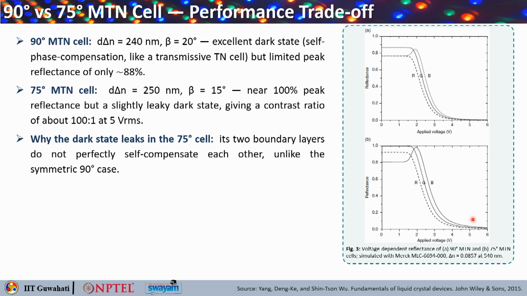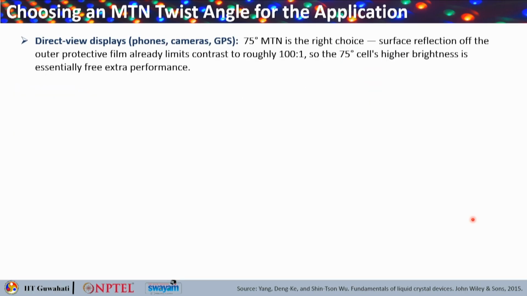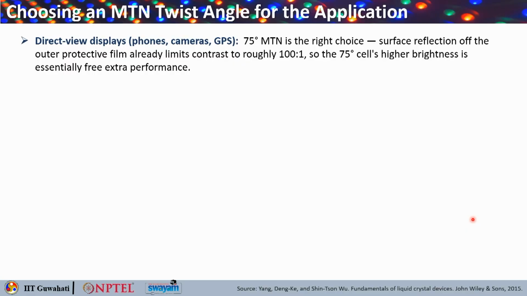So, the reason is its two boundary layers do not perfectly self compensate each other, unlike what happens in the case of the 90 degree symmetric case, right. So, with that we move on to how to choose an MTN twist angle for a particular application. If you are talking about direct view displays like phones, cameras, GPS, 75 degree MTN is the right choice. The surface reflection of the outer protective film already limits the contrast to roughly 100:1.